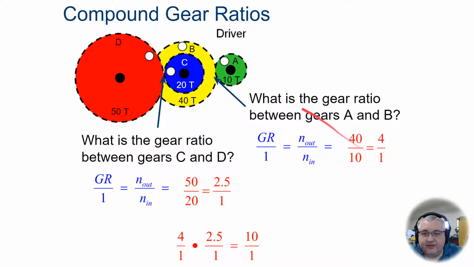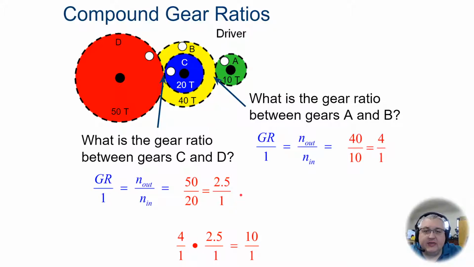If I do the gear ratio between C and D, so here's C and D, it's hard to see with the red. It's 50 divided by 20. Again, simple math, you just have to put it together. So 2.5 to 1.